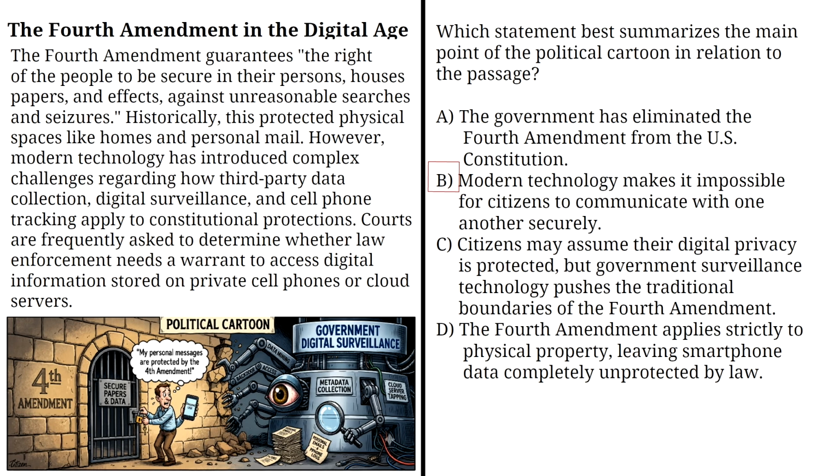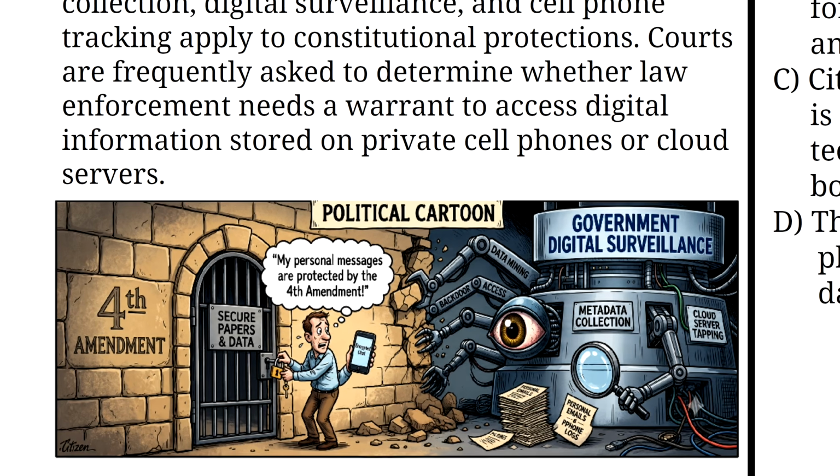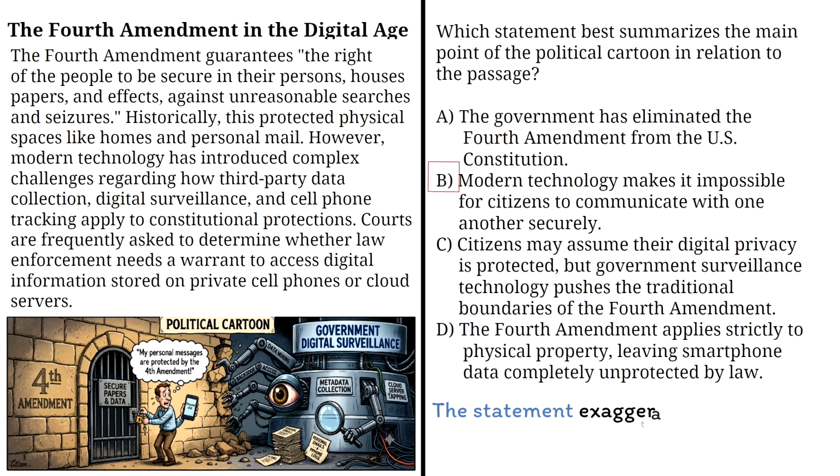Option B says, modern technology makes it impossible for citizens to communicate with one another securely. That's incorrect. In the political cartoon, we see a citizen believing that his messages are protected, while government surveillance technology appears to challenge that belief. However, the cartoon does not suggest that secure communication is impossible. The statement in option B exaggerates the cartoon's message.